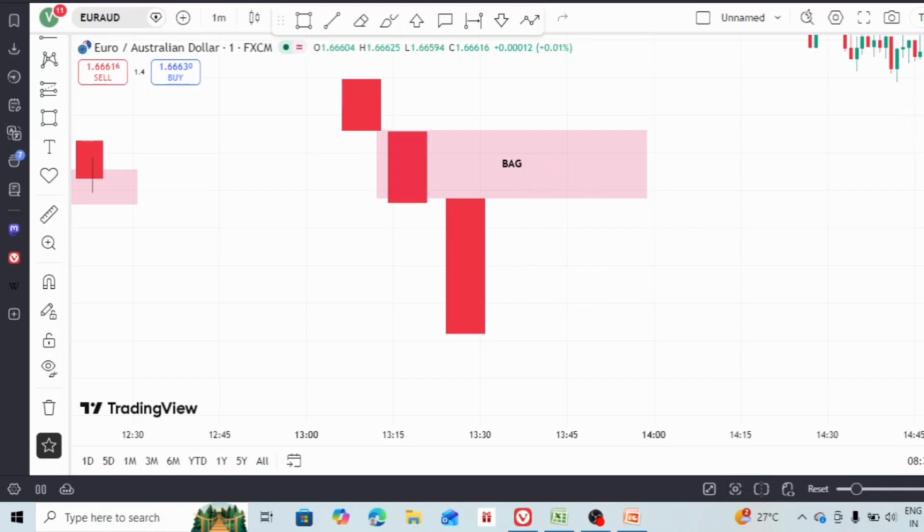And also if the candle has a rejection like this, and this third candle has a wick like this, then you have to wait for the mitigation, and then you take the trade.